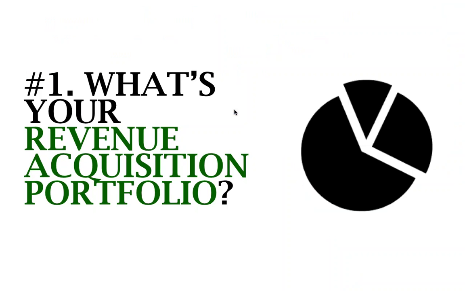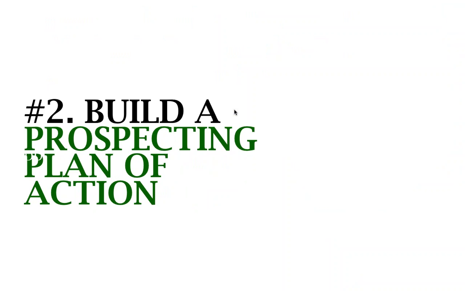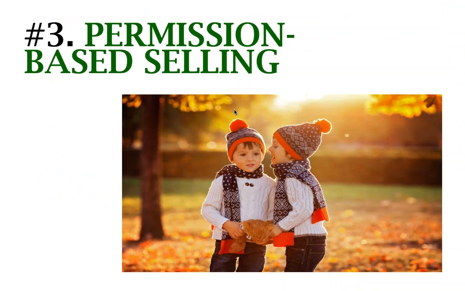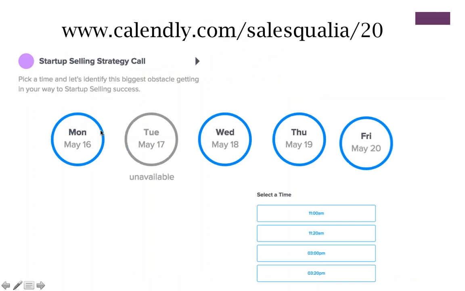So these are the 3 topics I want to cover today. What was your revenue acquisition portfolio? That's something you want to go take a look at. Secondly, give you some ideas on how to build a prospecting plan of action. And thirdly, we talked about permission-based selling. So, what do we do now?